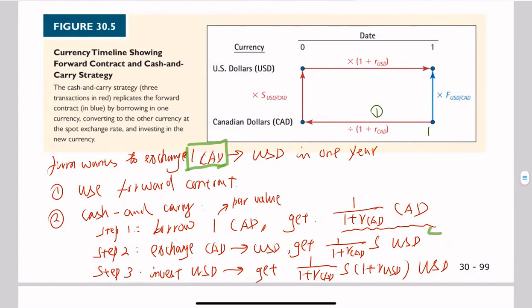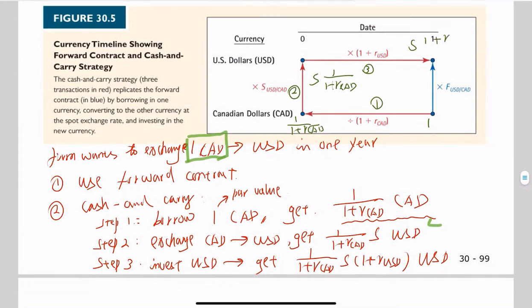And we know that the interest rate in Canada is given by RCAD. So you have to discount this $1, which means today the money you can get is 1 divided by 1 plus RCAD. And in the second step, you will exchange your Canadian dollars for US dollars. So now you will have S times 1 divided by 1 plus RCAD. And in the third step, you will invest your US dollars for 1 year. So after 1 year, you will have S times (1 plus RUSD) divided by (1 plus RCAD), right?